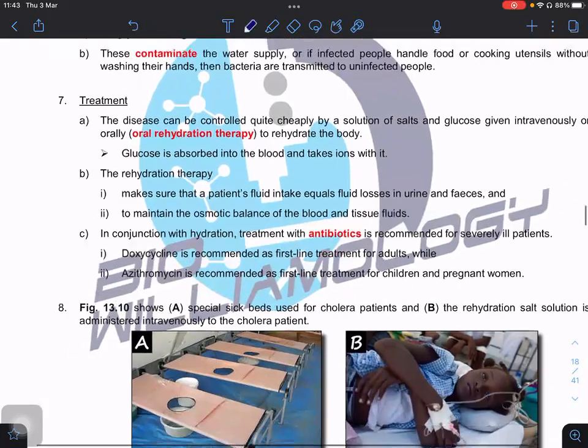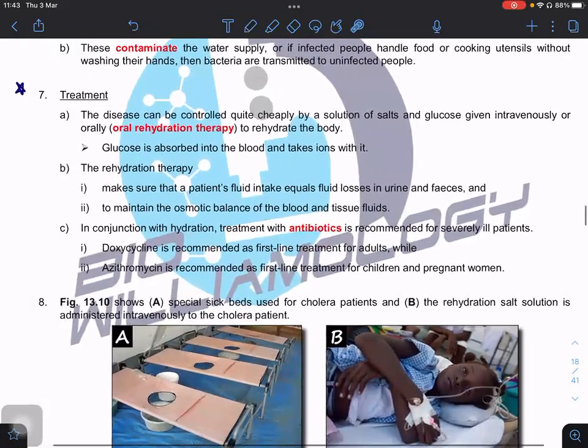Treatment, you just need to know a bit. So in this case, we start with the treatment. First line treatment, we don't use antibiotic yet. Because why? We want to rehydrate. So first thing, we give the oral rehydration therapy. Rehydrate the person first. Okay, so it contains glucose. This glucose absorbs into the blood and takes the ions with it.